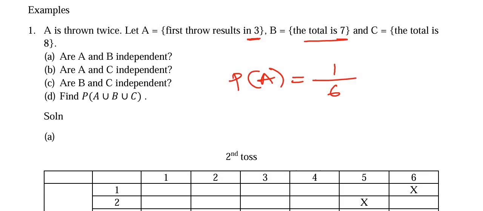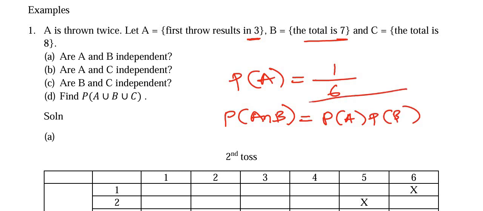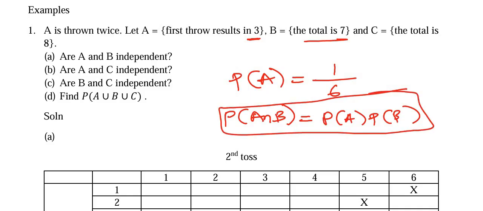Then here they're asking, are A and B independent? If they're independent, meaning they shouldn't have any intersection, right? Meaning their intersection must be equal to 0. Or rather, not 0. I mean, independent doesn't mean 0. It just means that we can say this. That's what we learn about independent events.